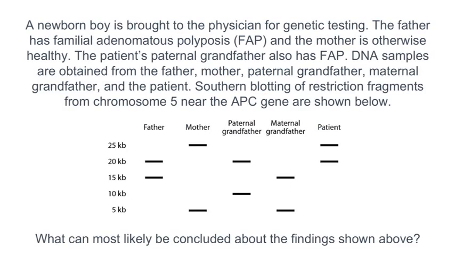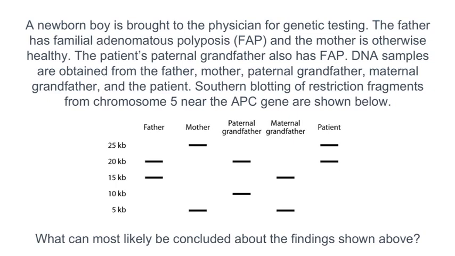A newborn boy is brought to the physician for genetic testing. The father has familial adenomatous polyposis, and the mother is otherwise healthy. The patient's paternal grandfather also has FAP. DNA samples are obtained from the father, mother, paternal grandfather, maternal grandfather, and the patient. Southern blotting of restriction fragments from chromosome 5 near the APC gene are shown below. What can most likely be concluded about the findings shown above?